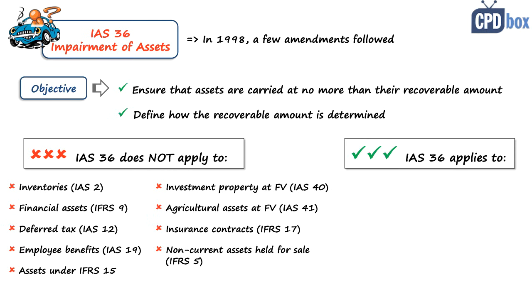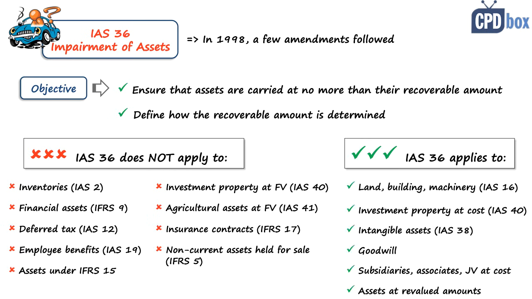And on the other hand, this is the list of all assets that IAS 36 applies to, and you need to recognize and measure the impairment loss on these assets in line with IAS 36. So let's firstly look at what the impairment stands for.